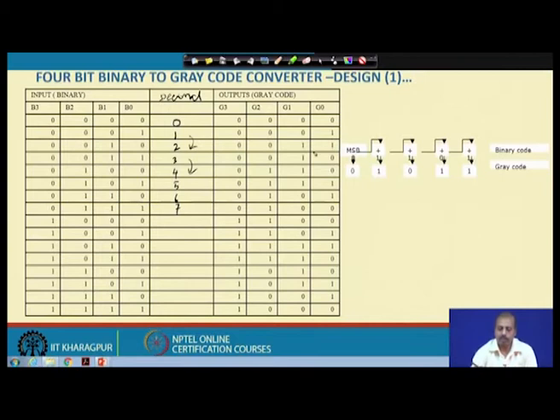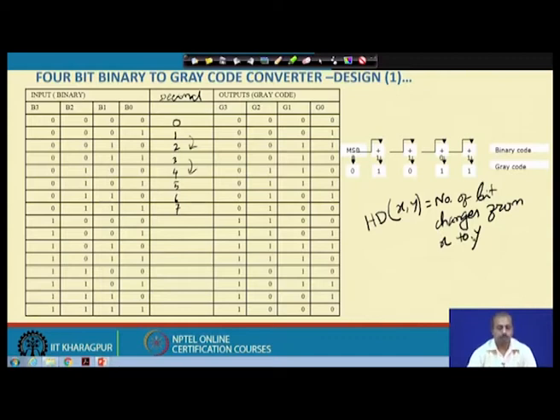So we define something called Hamming distance. The Hamming distance between two patterns, say x and y, is the number of bit changes between x and y. In the binary number system, it is not a fixed value. Sometimes only one bit flips, but particularly from 7 to 8, all 4 bits are flipping. So there the Hamming distance becomes high.